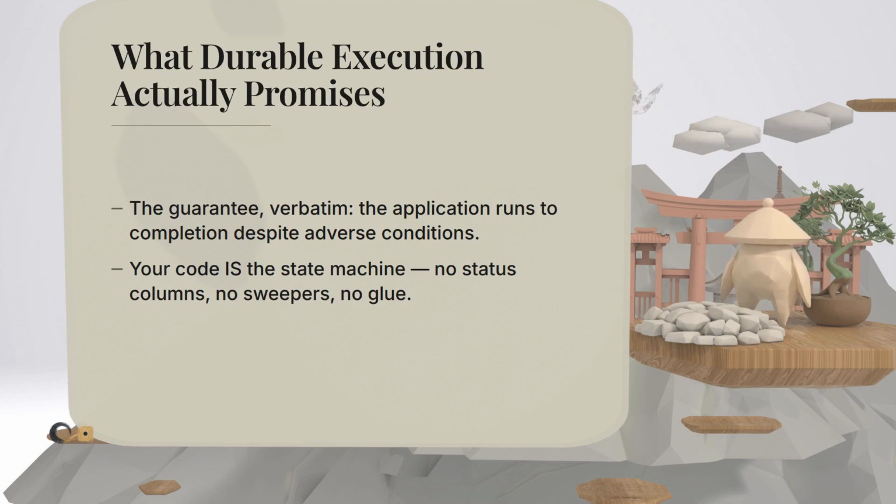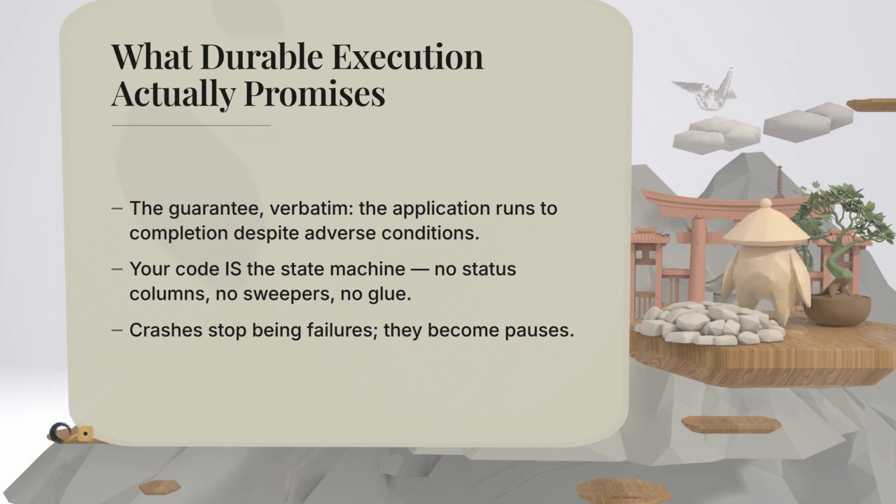That is the contract. What disappears from your codebase is everything you wrote because processes die: the status columns, the sweepers, the idempotency bookkeeping scattered across handlers. Your code becomes a state machine, and the runtime becomes responsible for its survival. A crash stops being an incident for your business logic and becomes a pause, invisible to the workflow, handled below it. The obvious question is how any runtime can promise that.